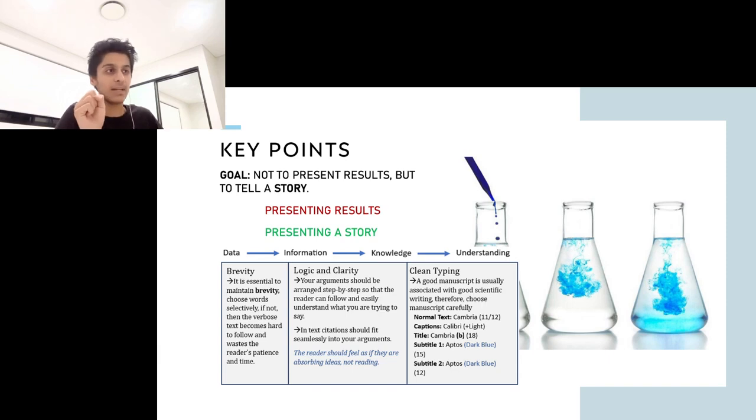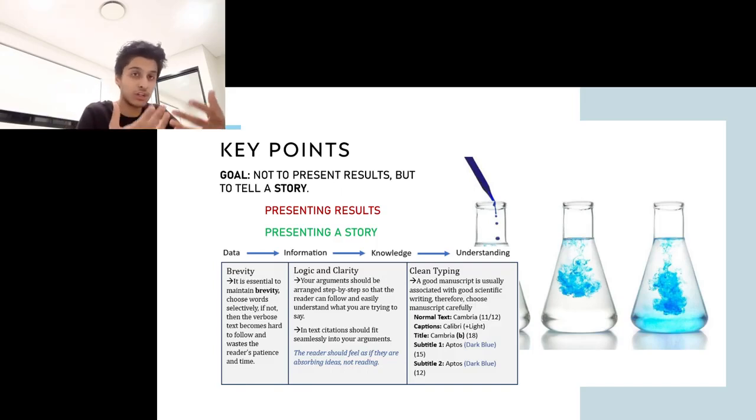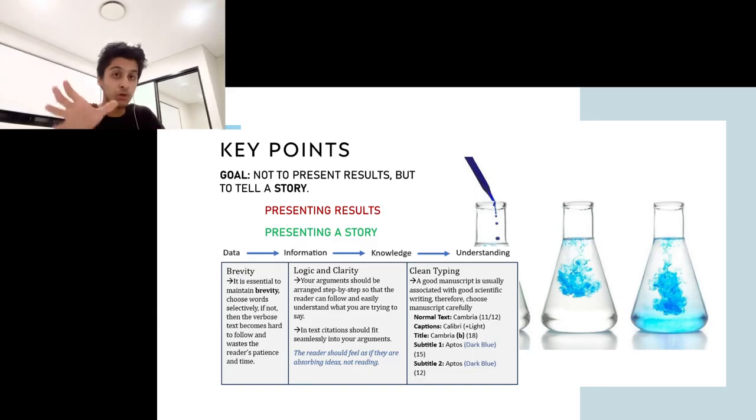Okay, next, clean typing. If it's well organized, the reader will naturally believe that there is well written text in here, a good quality of text, even if it's not. A good organization can make up for bad language. So you want to have a good manuscript, and you want to make it something that suits your own style, but also looks like something straight out of a scientific journal.